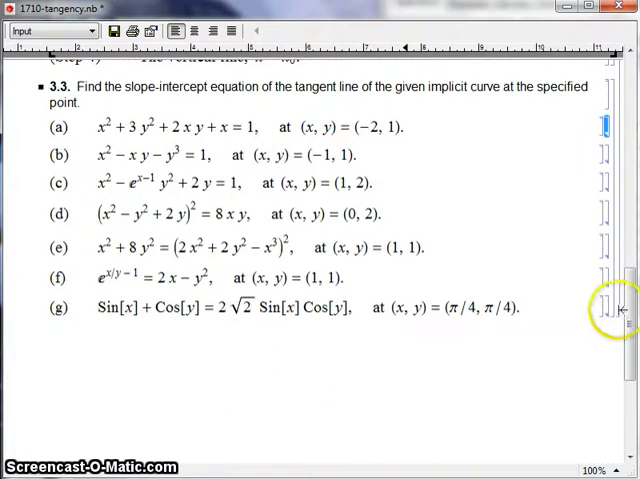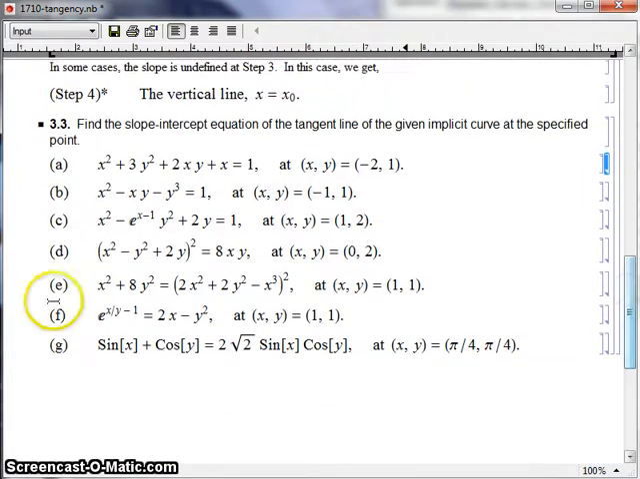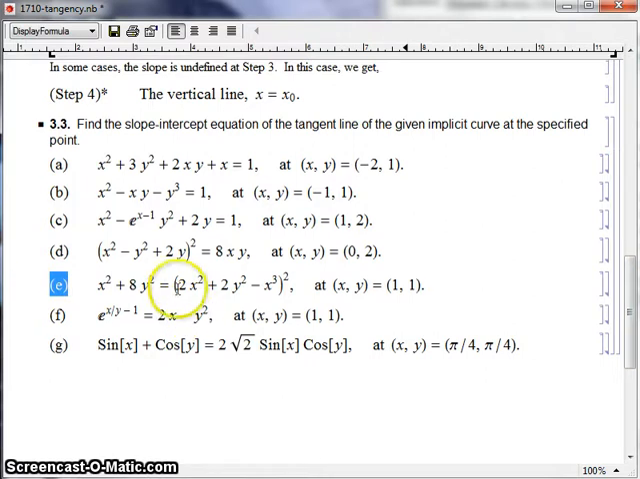Let's look at another equation. How about this one? This looks interesting to me. The reason I like this is because of this part. This parenthesis squared, so this is a composite function. So please prepare to use the chain rule here. Let's go.